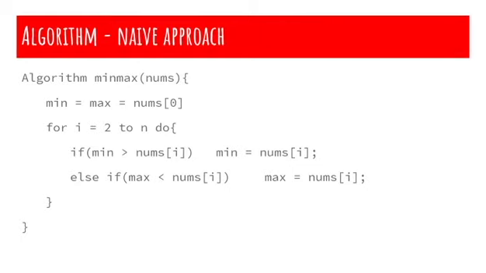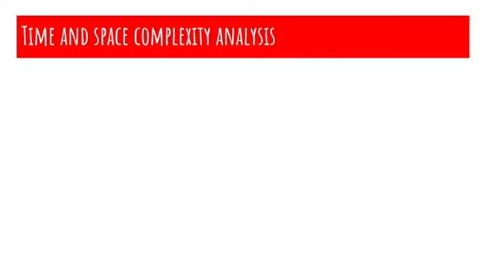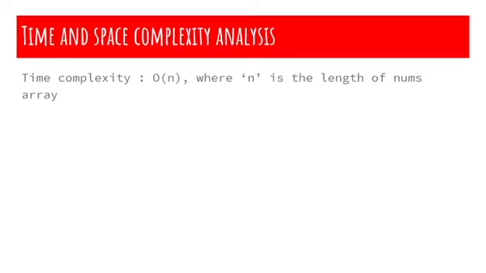Let's look at the algorithm. Let nums be the given input array of integers. It is a pretty straightforward method where we iterate throughout the array and find the minimum and maximum value by comparing the elements. The time complexity is order of n, where n is the length of array nums, and space complexity is order of 1.